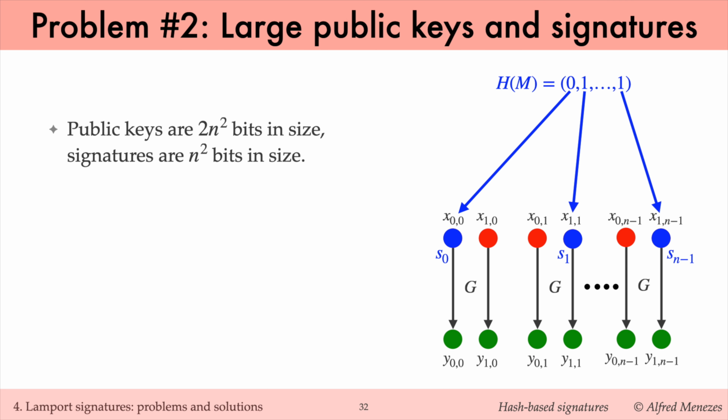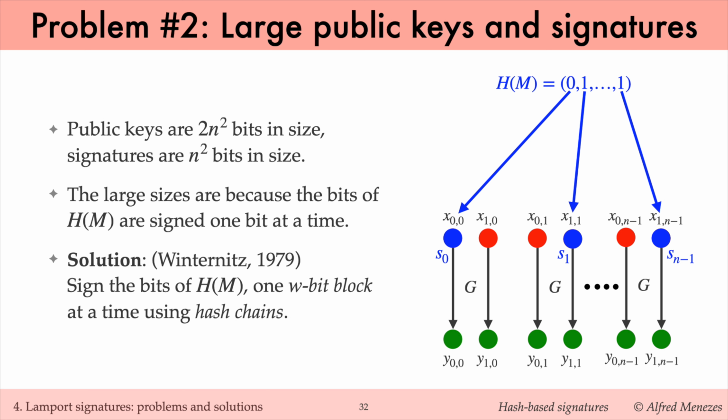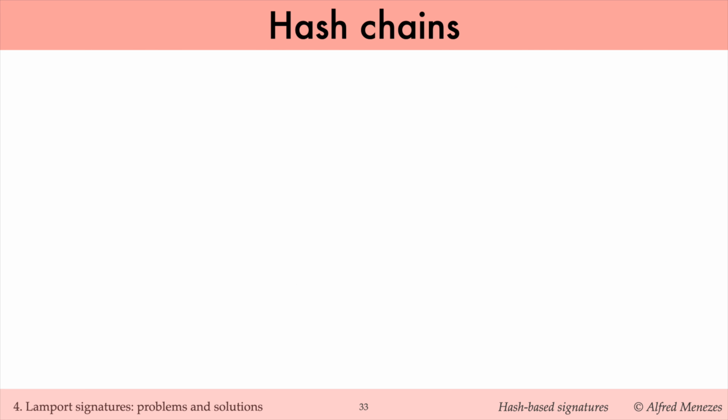The second drawback is the large size of public keys and signatures. The large sizes stem from signing the bits of the message hash 1 bit at a time. To address this, Winternitz proposed signing the bits of the message hash 1 w-bit block at a time using the notion of hash chains. Simply put, a hash chain is created by repeatedly applying a pre-image resistant hash function to a randomly chosen initial value.